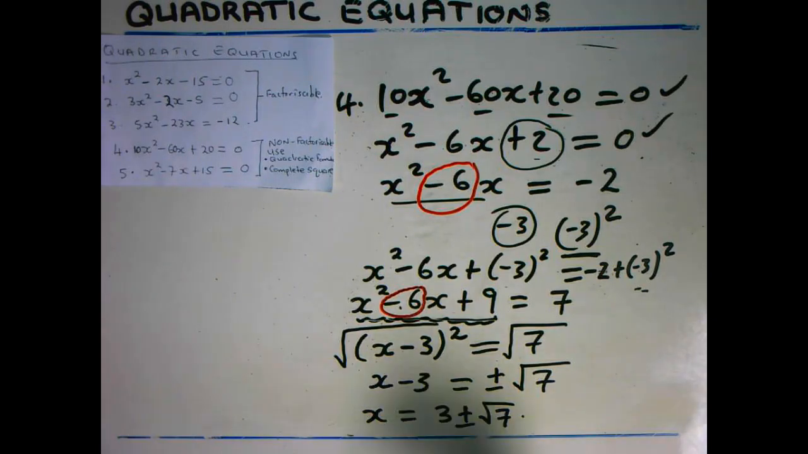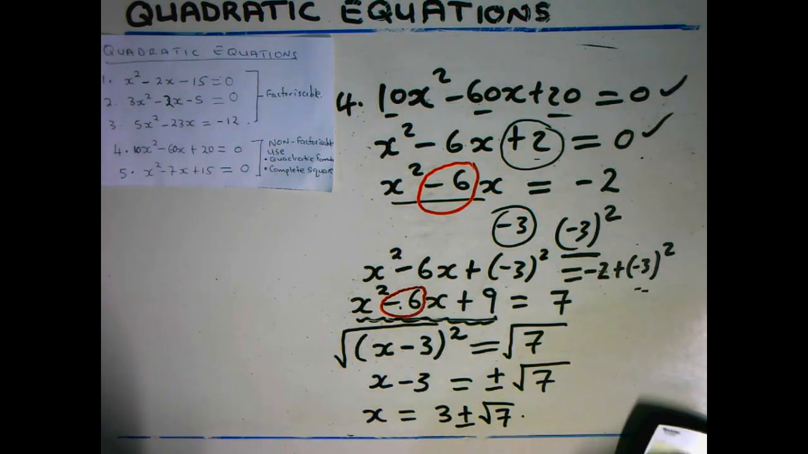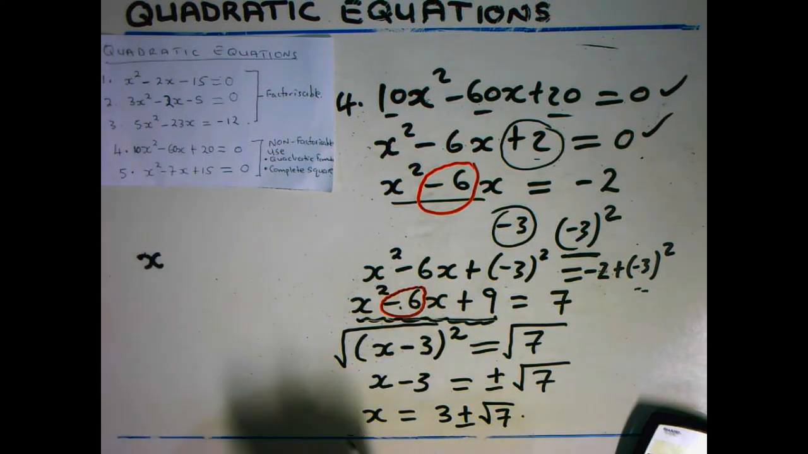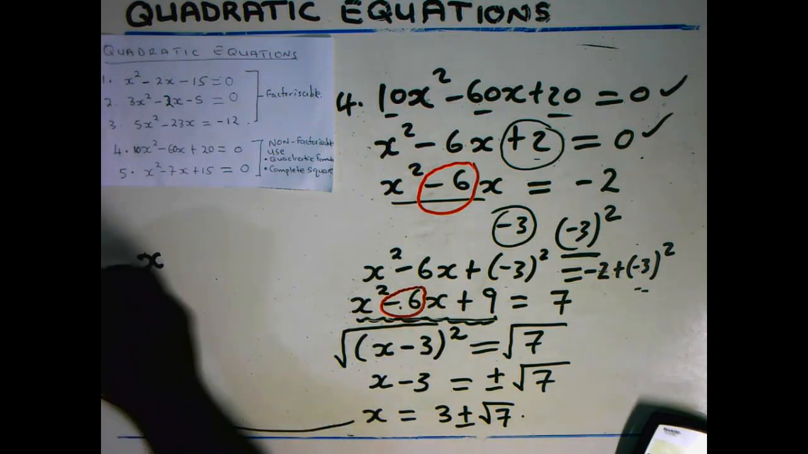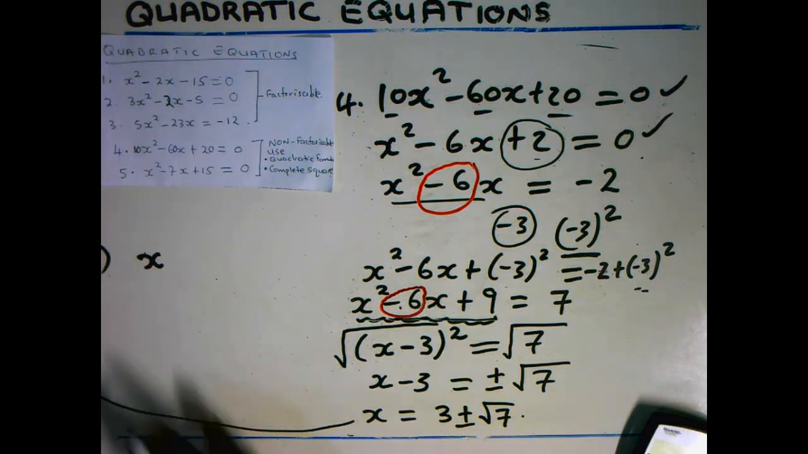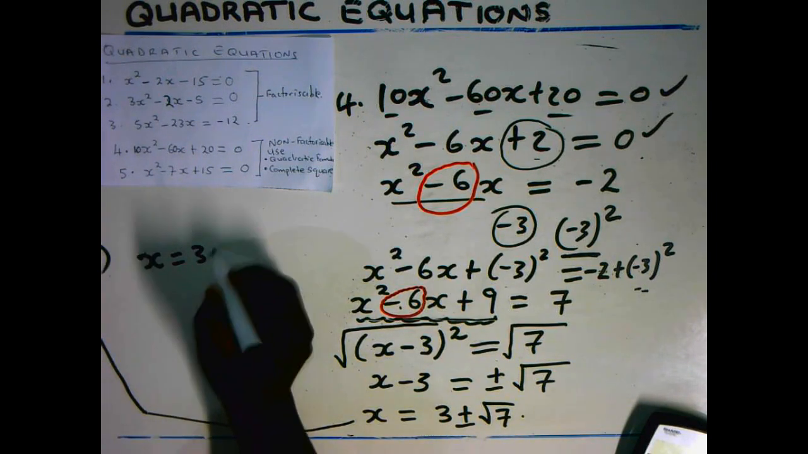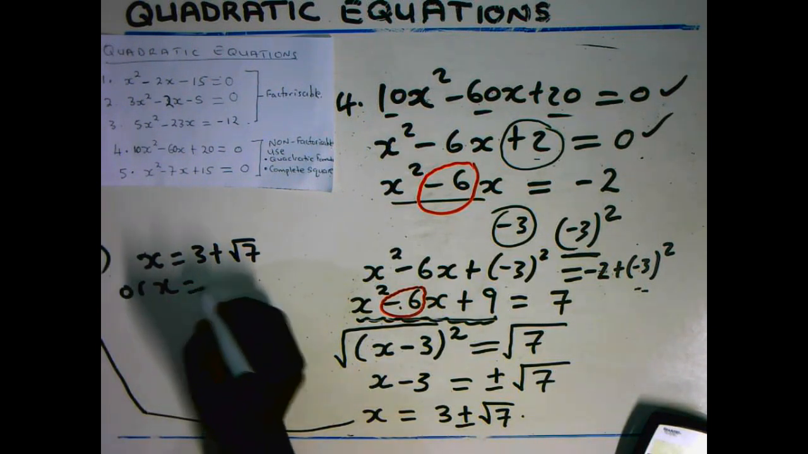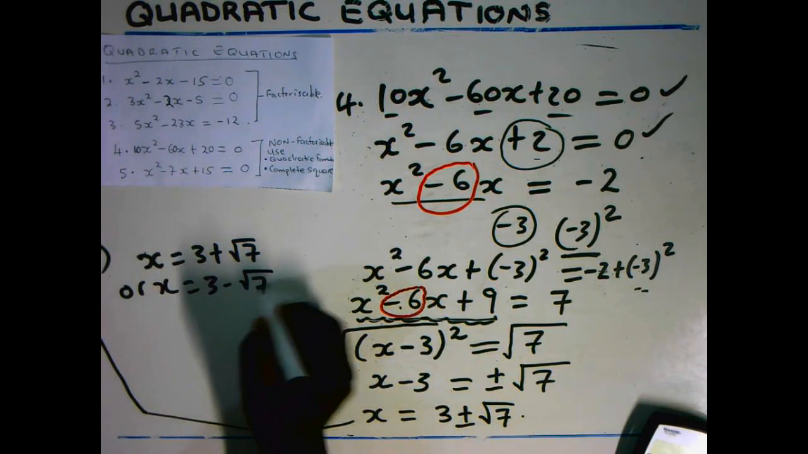Ladies and gentlemen, this is how simple it is. But we can as well separate this to have our x. Let me put an arrow so that you see that this solution is being carried over to the other side. So x is equal to 3 plus the square root of 7, or x is equal to 3 minus square root of 7.